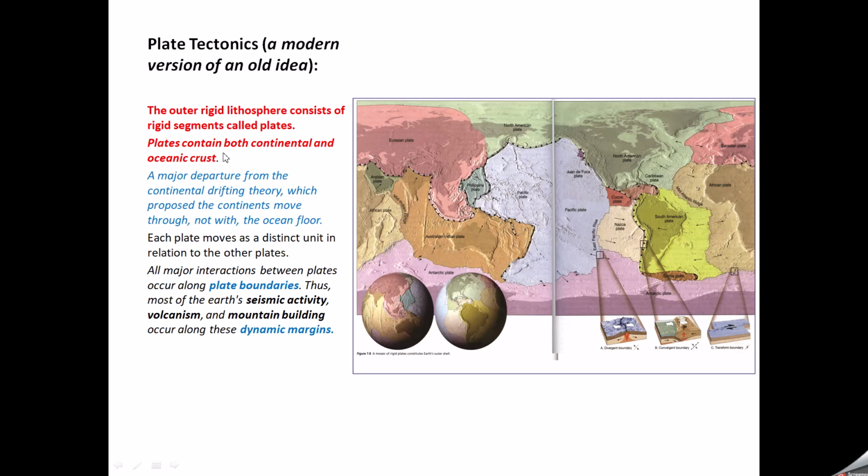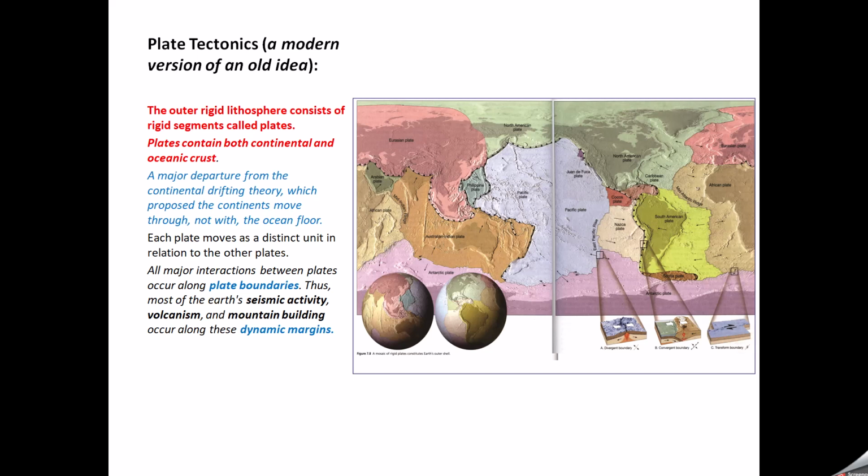The plates contain both continental and oceanic crust. So the plates, which is the lithosphere, have continental, oceanic, and the uppermost mantle. This is a major departure from the continental drift theory, which proposed the continents move through, not with, the oceanic floor. Plate tectonics said continental and oceanic plates move together as one unit, not the continental riding over the oceanic.